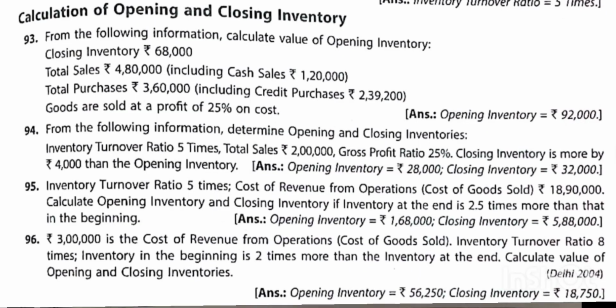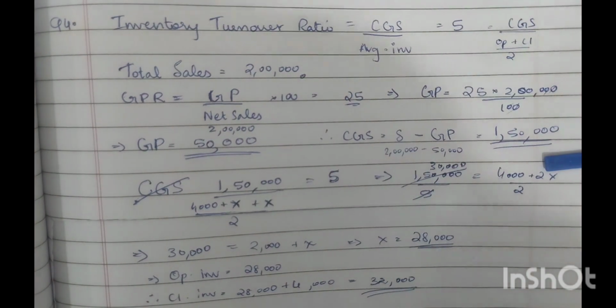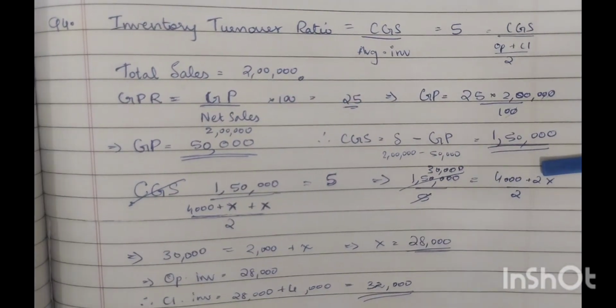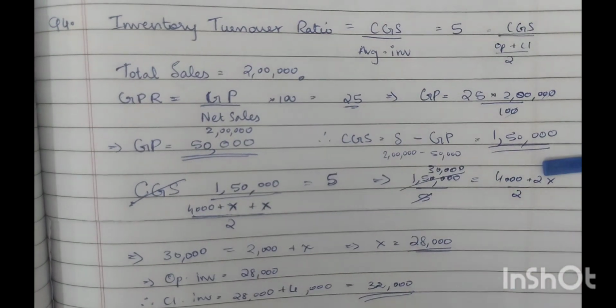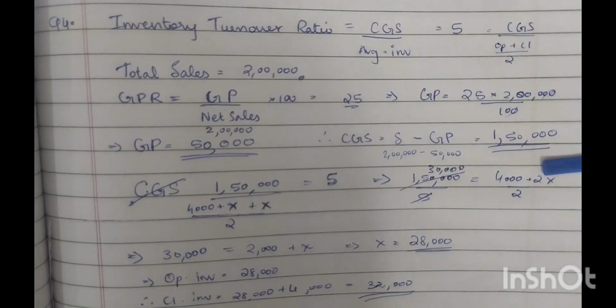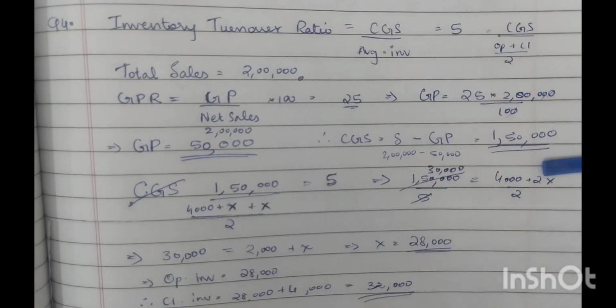Now we move on to the next question, question 94. It says that from the following information, determine opening and closing inventories. Inventory turnover ratio, which is CGS by average inventories, is equal to 5. Total sales is 2 lakhs. Gross profit ratio, no, this is not just the gross profit, it is the gross profit ratio, and that is 25%. Closing inventory is more by 4,000 rupees than the opening inventory.